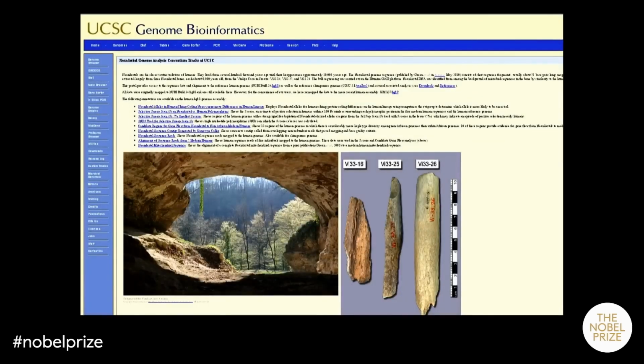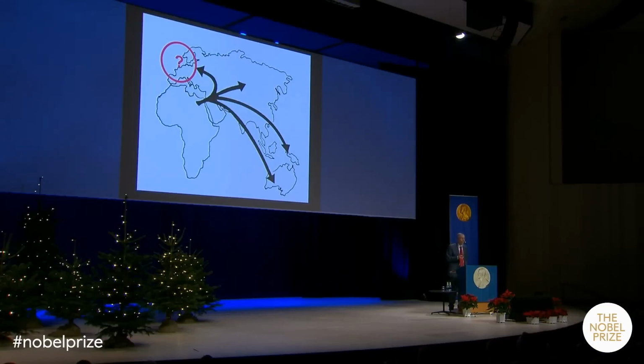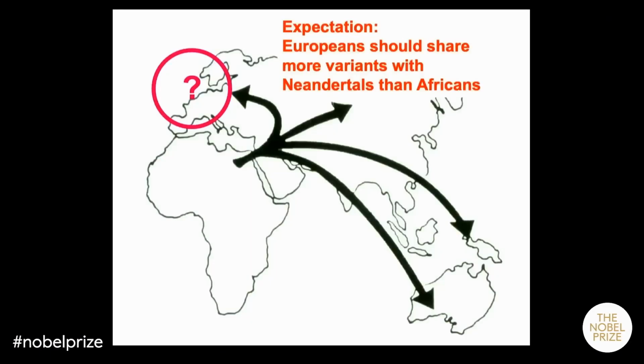And we then, in 2010, as we heard, had a first coarse draft version of the genome, where a little over half of the alignable genome was available. So a big question then in the beginning was, how were Neanderthals related to present-day people? So an expectation, if Neanderthals had contributed to present-day Europeans, would be that Europeans today should share more genetic variants with Neanderthals than Africans share with Neanderthals. As Neanderthals had never existed in Africa, there was no reason to assume that they would have contributed to Africans.